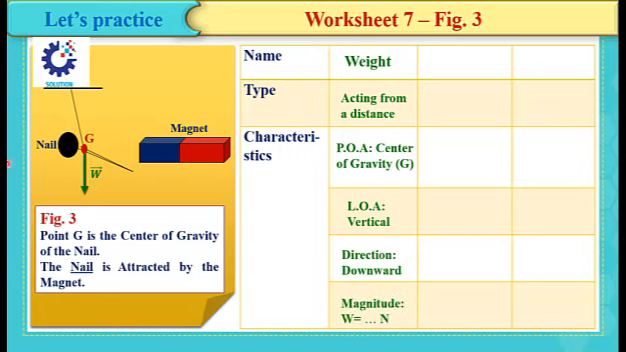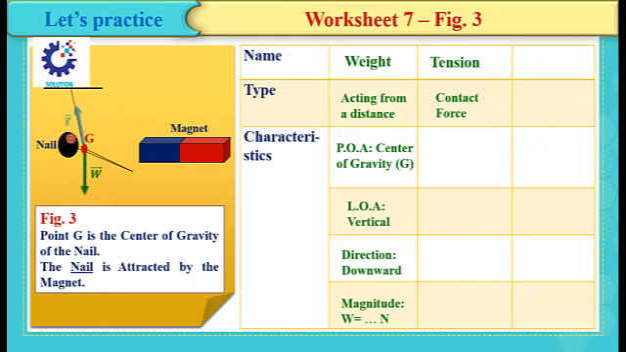The second force acting on the nail is the tension. How did we know? Because here we have a wire. So the tension force, what is the type of this force? It is a contact force. Since it's a contact force, the point of contact between the wire and the nail is the point of application. The line of action and the direction are along the wire. So here the line of action is oblique and the direction is upward to the left.